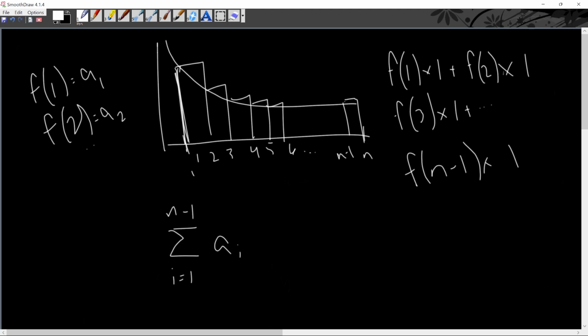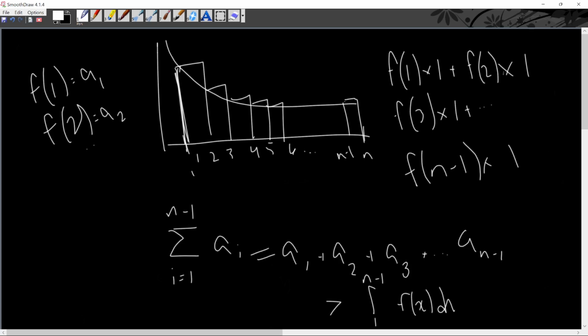So we have the partial sum from i equals 1 to n minus 1 of a sub i, and this is a1 plus a2 plus a3, and on until you get to a sub n minus 1, and we are saying that this is greater than the integral from 1 to n minus 1 of f of x dx.